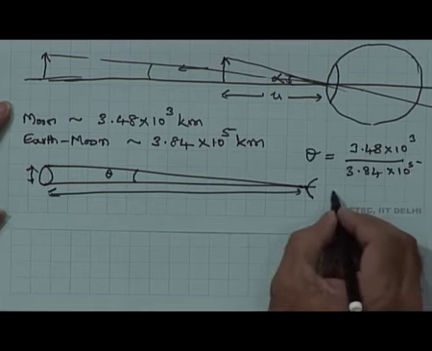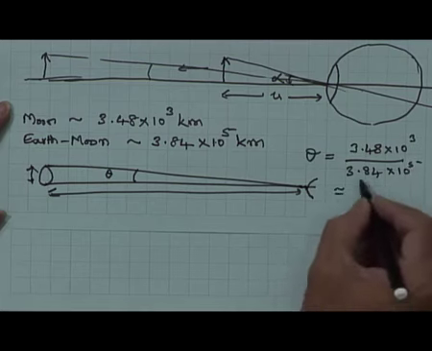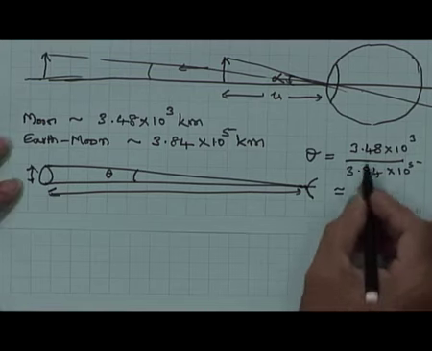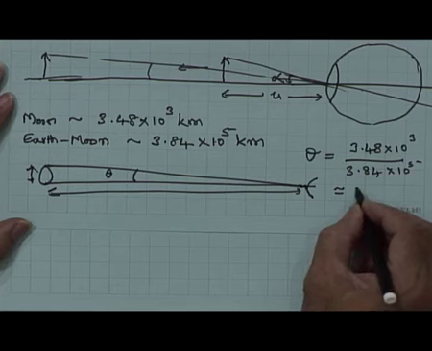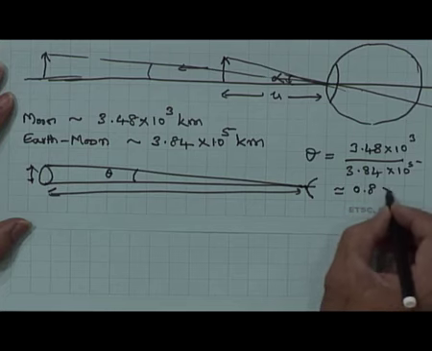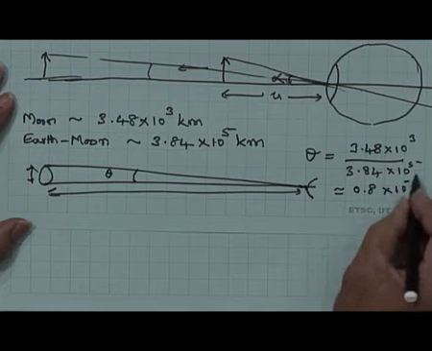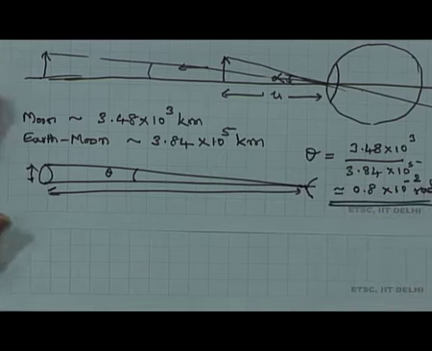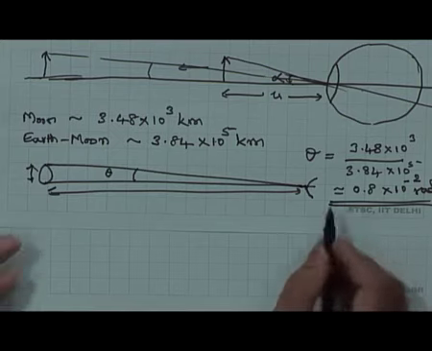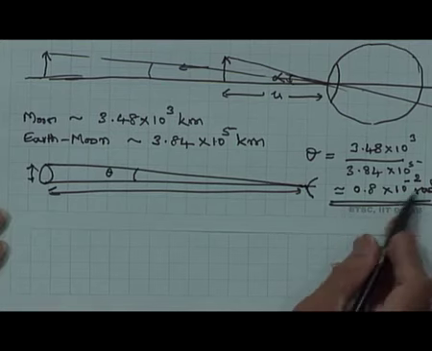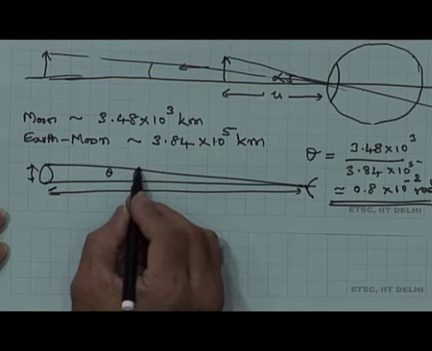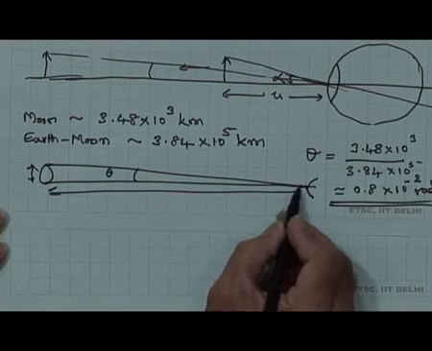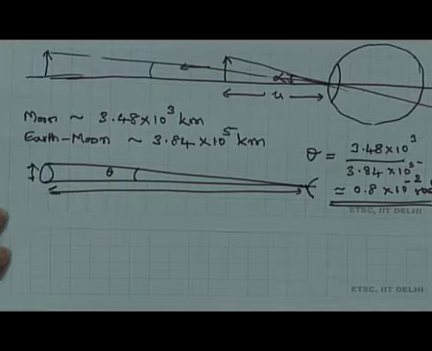If I say this is almost 1, it may be about 0.8. So, approximately 0.8 into 10 power minus 2 radians, approximately 10 power minus 2 radians. That is the kind of angle that you have subtended onto the eye of an observer.